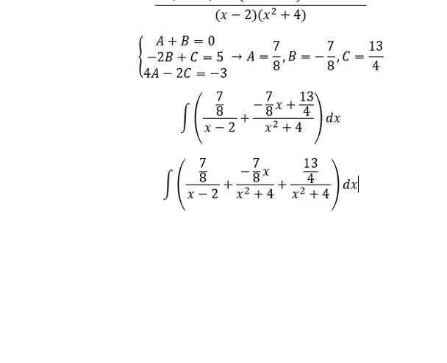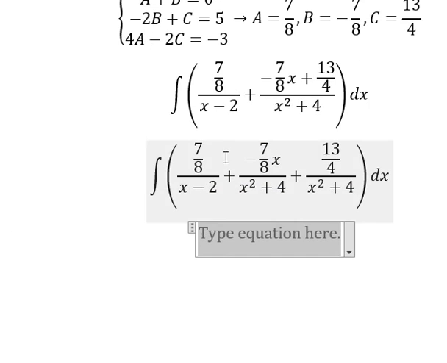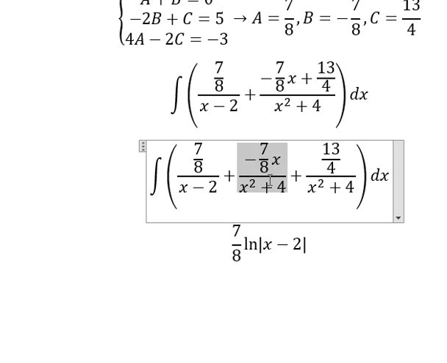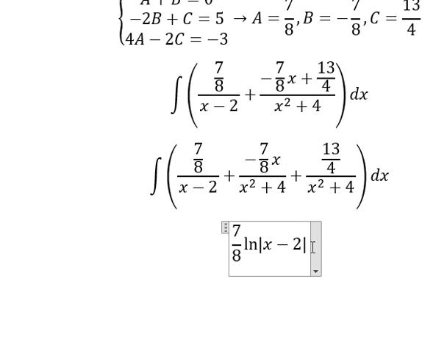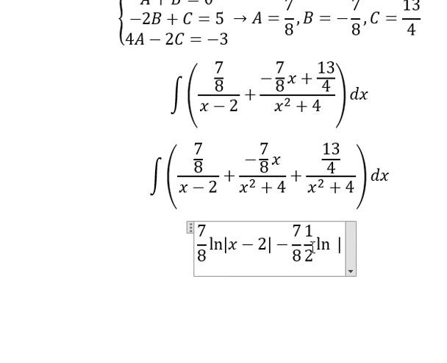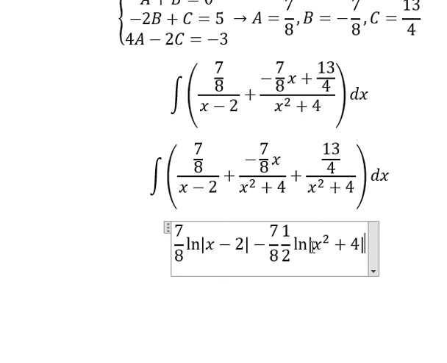Next, we have the final answer. The integration of this one, we have 7 over 8 ln of the absolute value of s minus 2. The integration of this one, we have negative 7 over 8 multiplied by 1 over 2 ln of the absolute value of s squared plus 4.